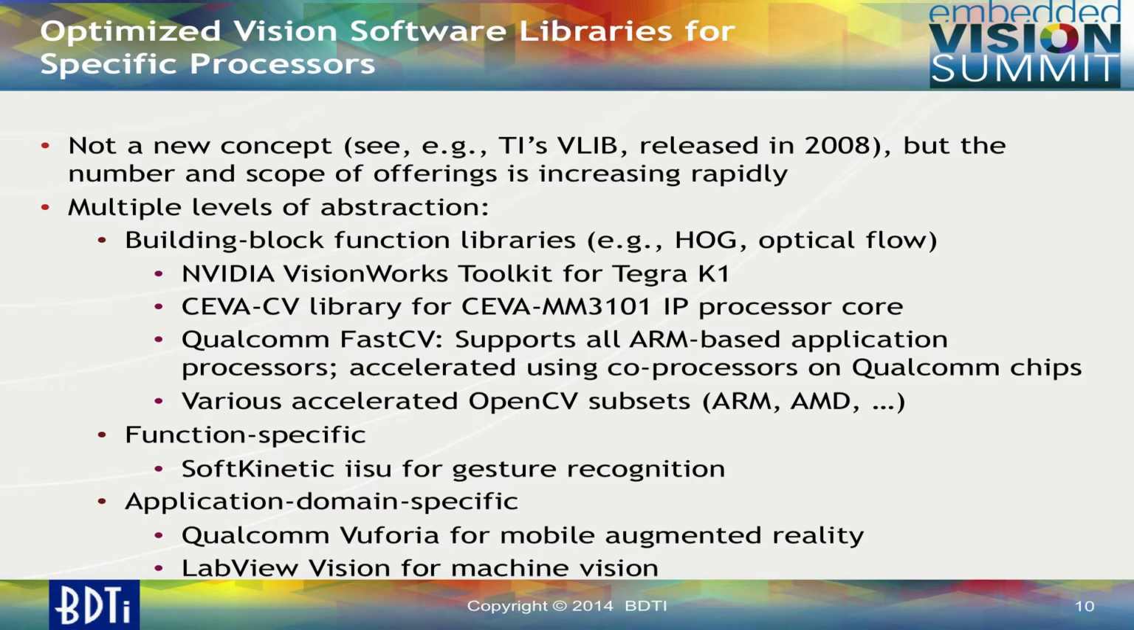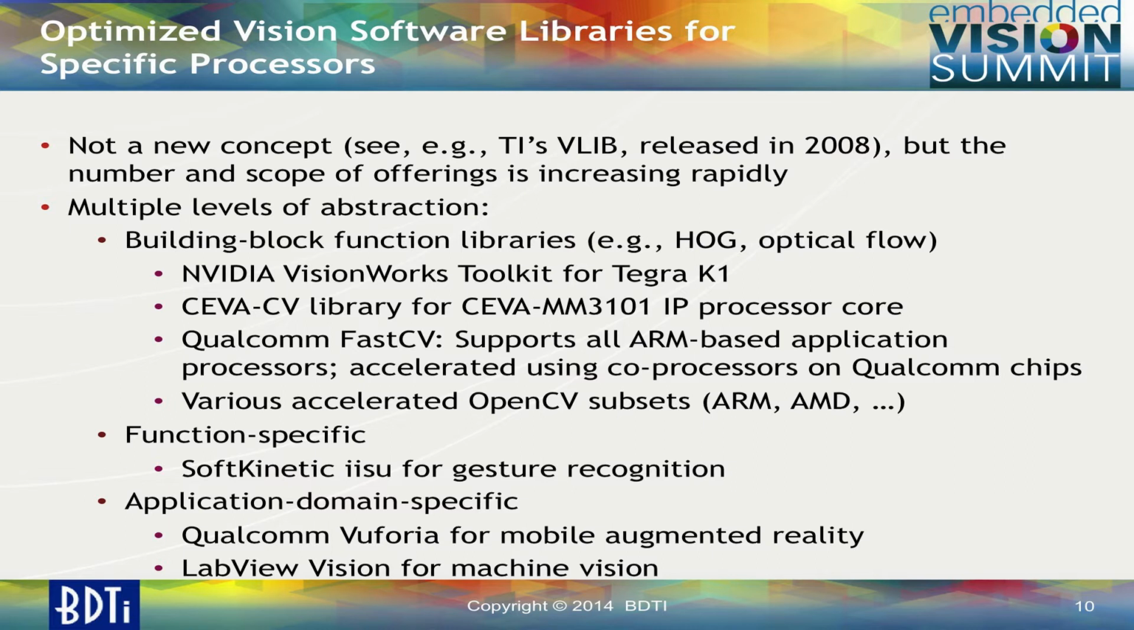There are also higher level libraries. For example, SoftKinetic, which makes a 3D time of flight image sensor, also provides gesture recognition middleware that takes the depth image from that 3D sensor or from a different type of 3D sensor like a stereo sensor pair, and extracts gesture information using the depth image from the sensor and skeletal models of how the body is structured, especially hands and arms, and how it moves, to output gesture information, so much higher level than these low-level building block libraries.